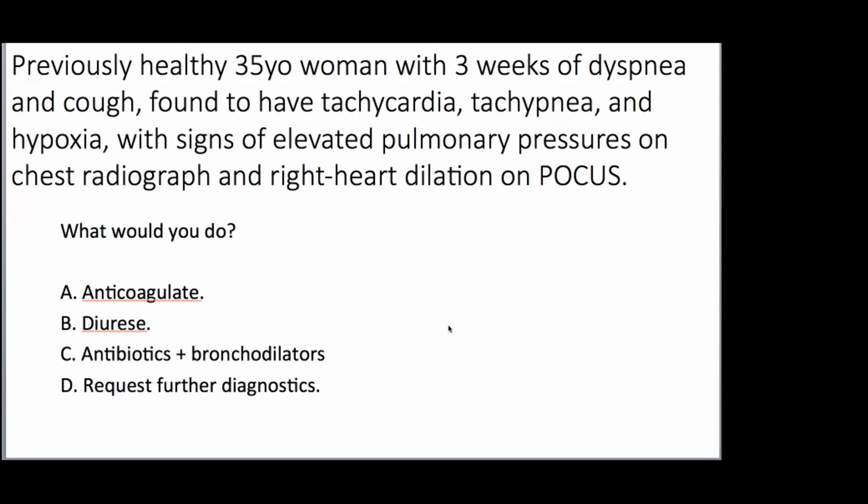So I'm seeing a lot of votes for anticoagulation. Do we have enough evidence that she has a PE? I think our index of suspicion is quite high. I would say that's my working diagnosis at this point, and we did decide to anticoagulate her.